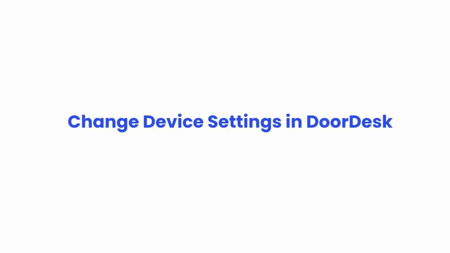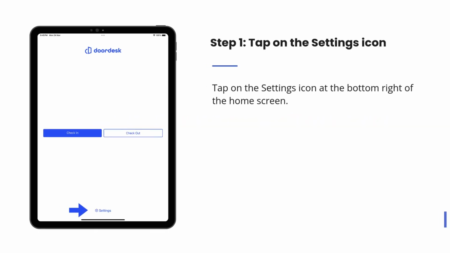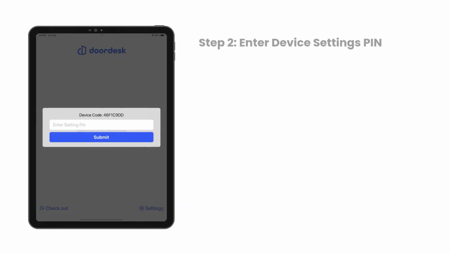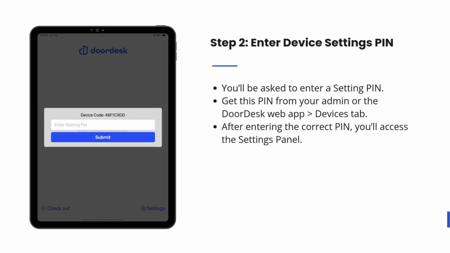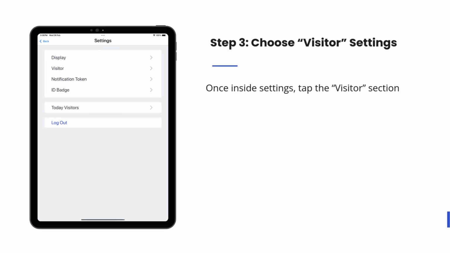Now let's look at how to change device settings. On the home screen, tap the settings icon at the bottom right corner. A pop-up will appear asking for the settings PIN. You can get this PIN from your admin or from the Devices tab in the DoorDesk web app. Enter the correct PIN to open the settings panel. Tap on the Visitor section first.